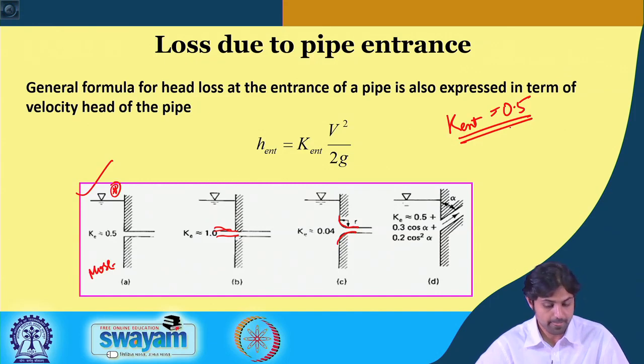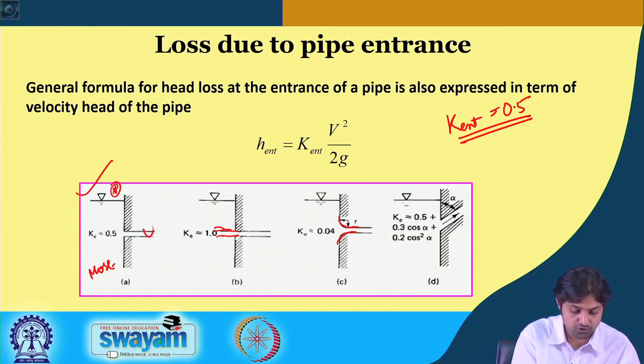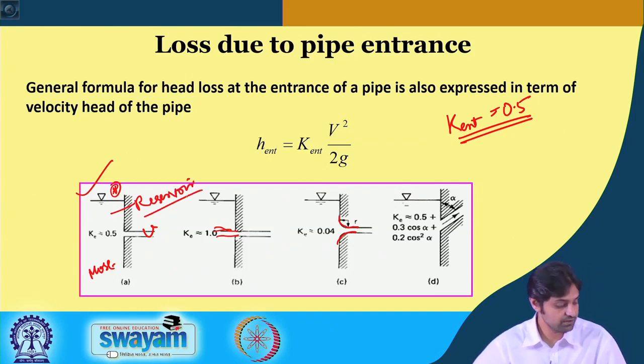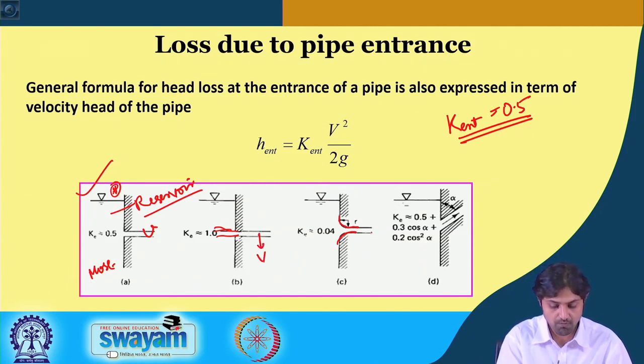And V square, of course V should be calculated here because this is a reservoir. In a reservoir there would be very little velocity. Velocity should be taken here.